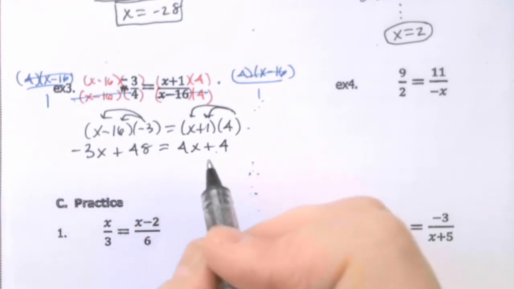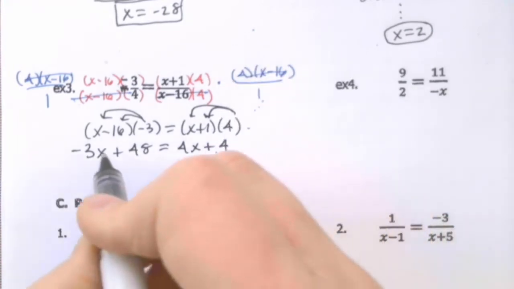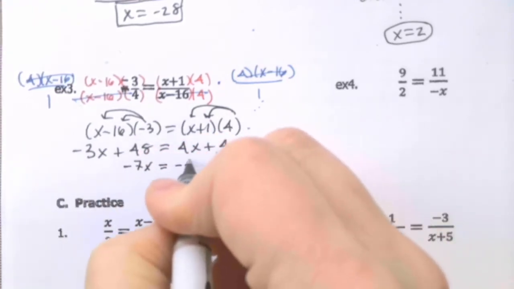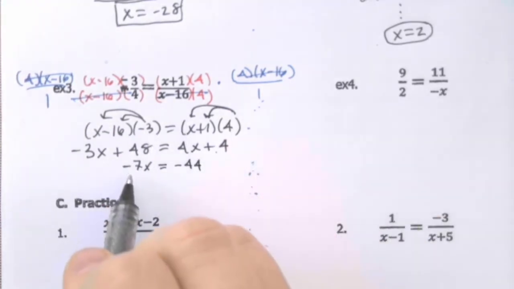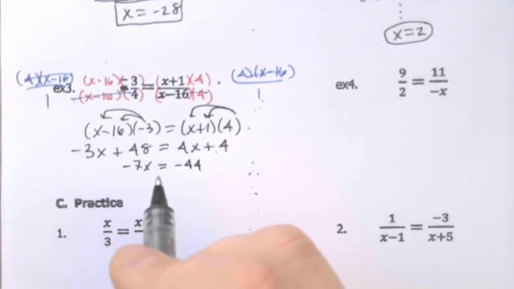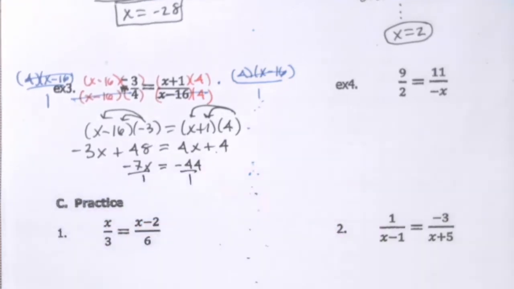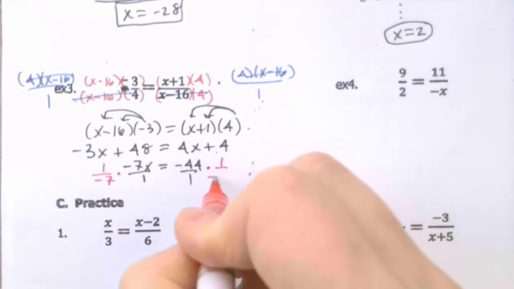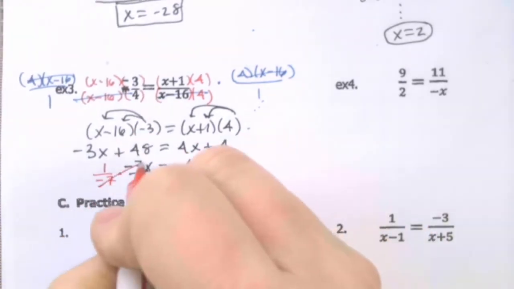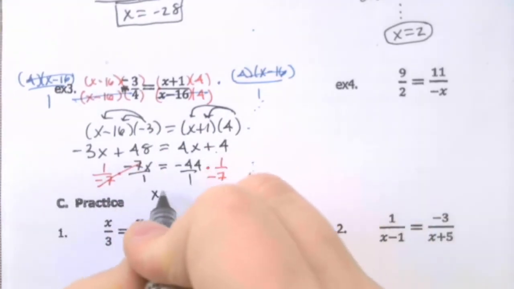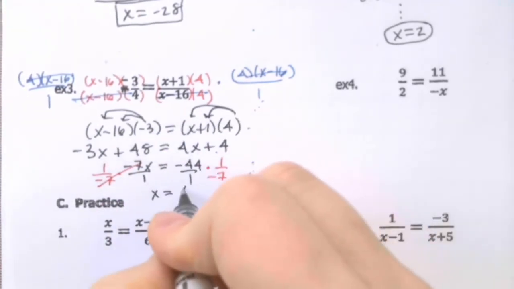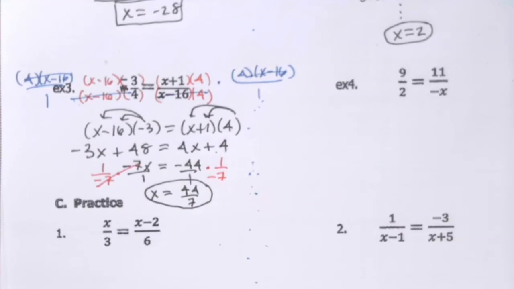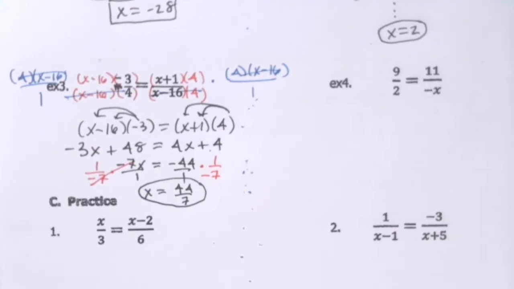Continuing on with this, if you subtract the 4x to the left, you have negative 7x. If you subtract 48 to the right, you have negative 44. So I need to get this negative 7 off of the x. So just put this over 1. And multiply by the reciprocal, 1 over negative 7, 1 over negative 7. Those will cancel out. And a negative divided by a negative is a positive, so 44 over 7. That's our answer. Do not change it to a decimal form. Leave it exact as a fraction on your homework.